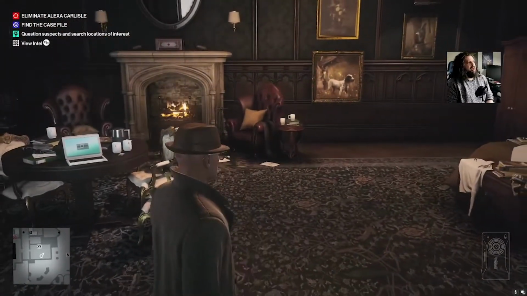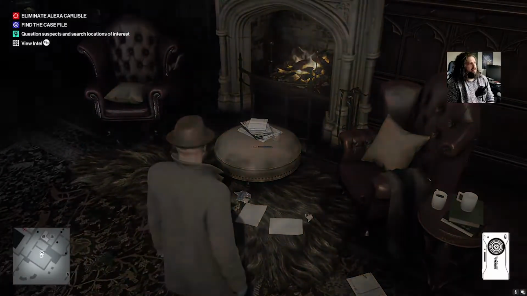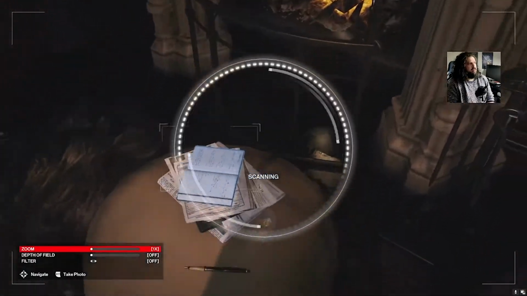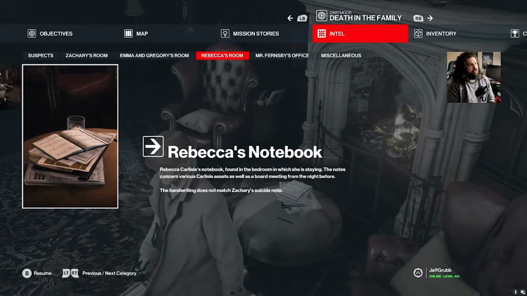Okay, so we can see on the minimap there's a camera icon here, so there's something we can scan. It's these documents here. Let's take a look. Rebecca Carlisle's notebook. The key thing here is we're trying to see if we can match the handwriting to any of the other people, because if the handwriting matches, that means Zachary didn't write his own suicide note. But the handwriting does not match Zachary's suicide note.